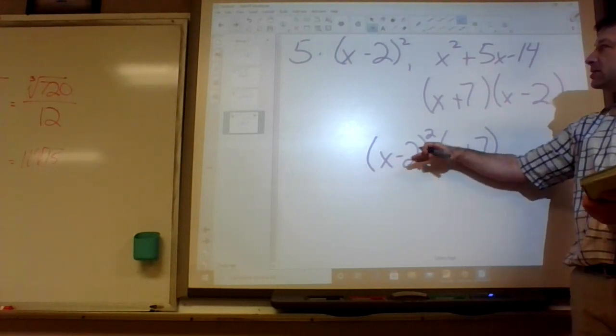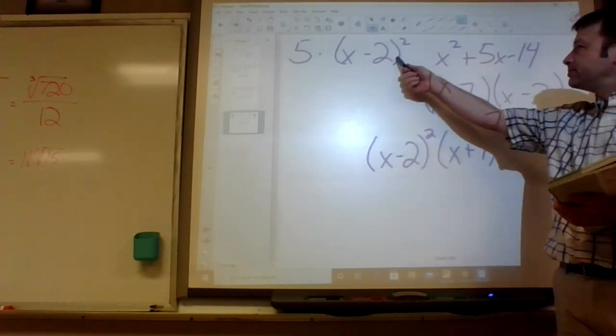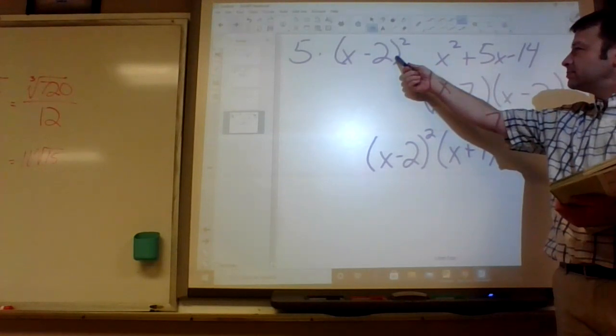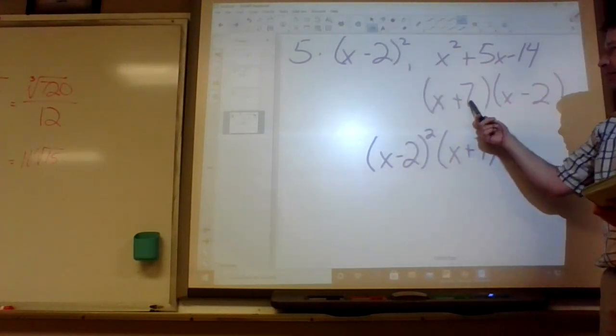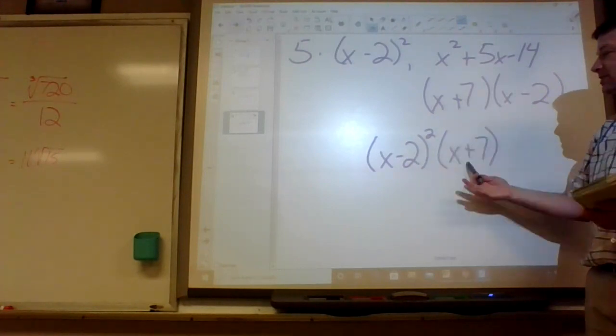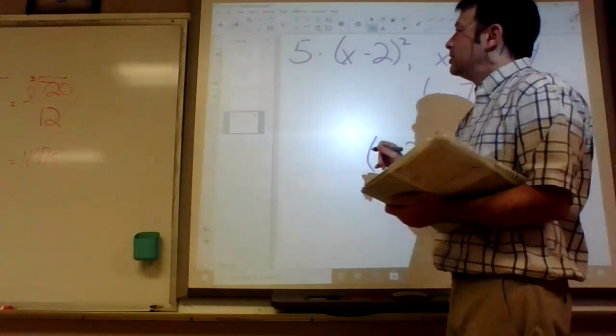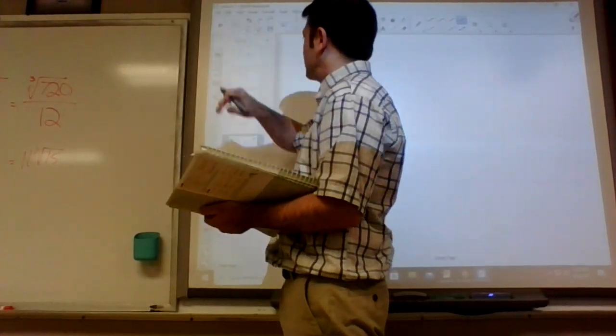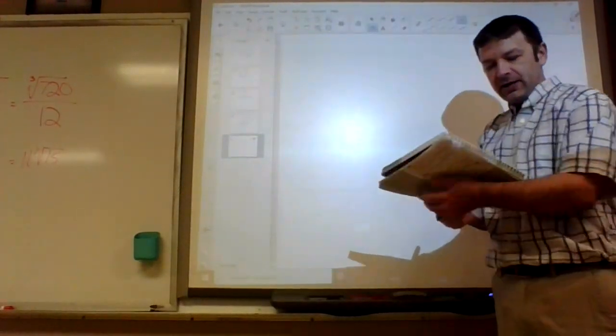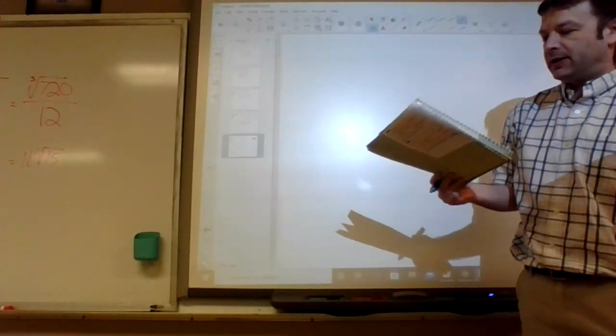Gotcha. Okay. I can see how this gets in. But basically, whoever has the most x minus 2s, that's how much we're using. If there's an x plus 7 in one of them, we need to use that. Okay. For the least common multiple, you have to use the most of each kind of thing. All right, number 7.